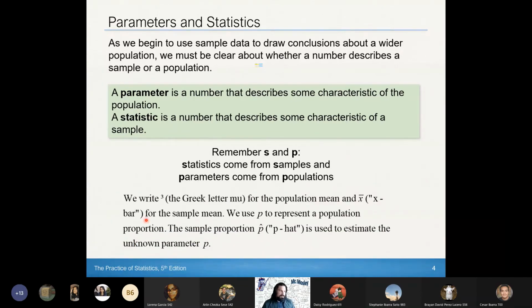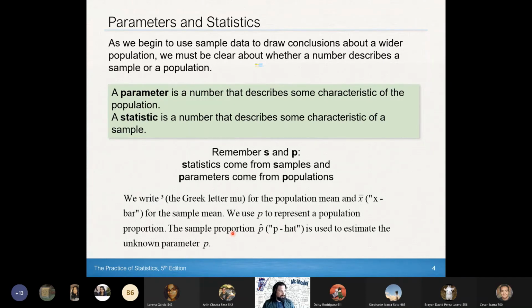We write the Greek letter mu for the population mean and X bar for the sample mean. You may have seen this X bar before in other courses. It represents the sample mean. We use P to represent a population proportion. In our previous examples, P has represented the probability of success, or the proportion for some outcome.